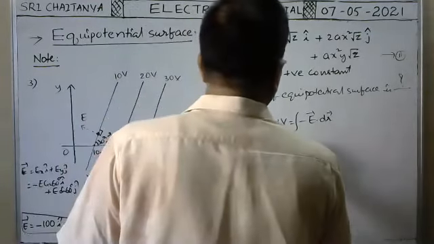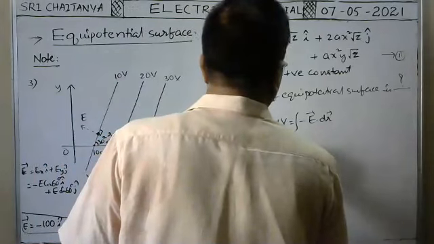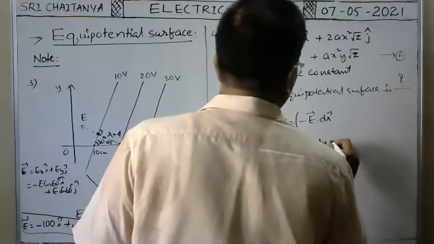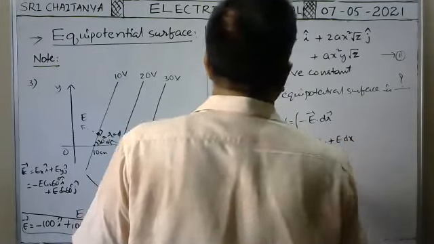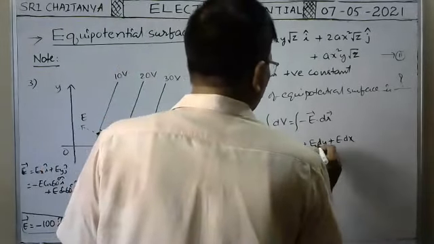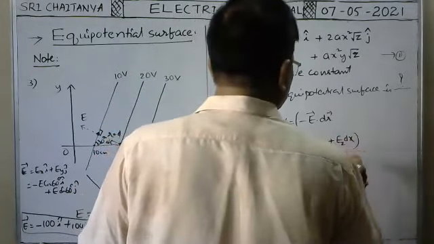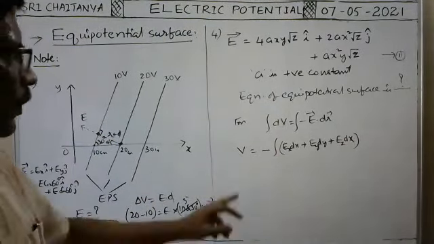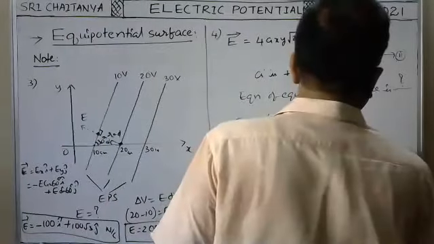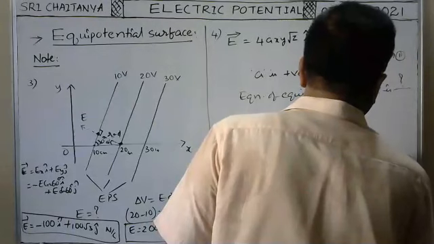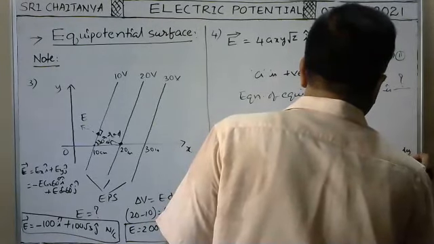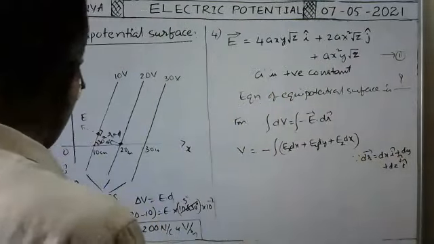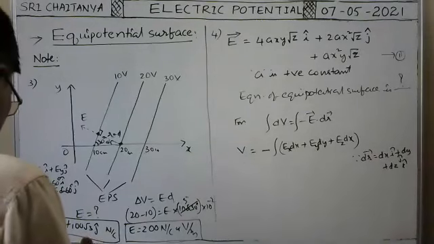E bar dot dr bar means we can write Ex into dx plus Ey into dy plus Ez into dz. We can write like this because dr bar is equal to dx i cap plus dy j cap plus dz k cap. Okay. Now you integrate them. You substitute the values.